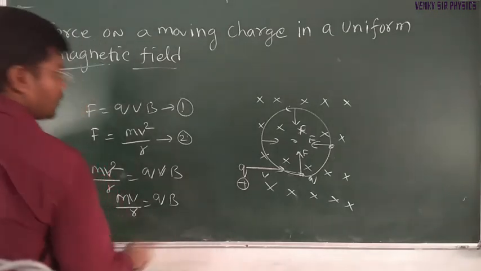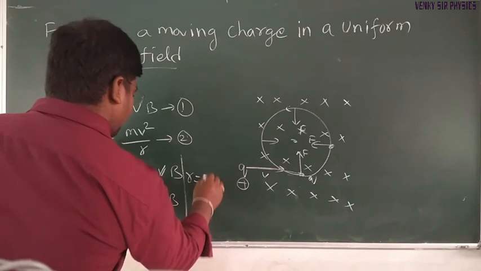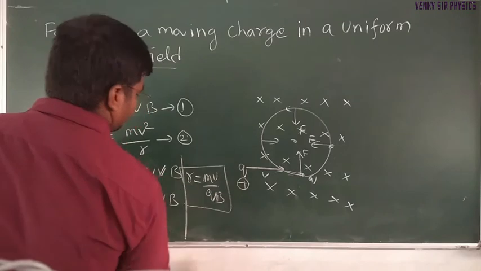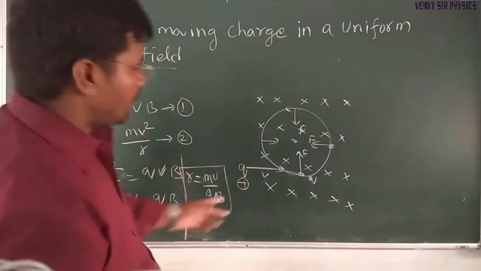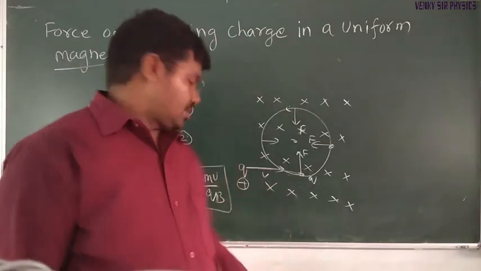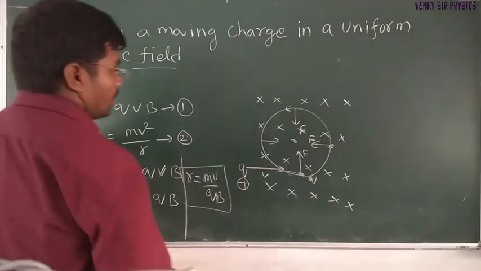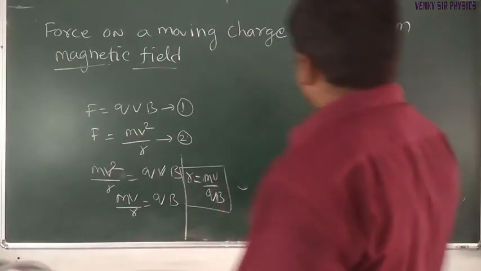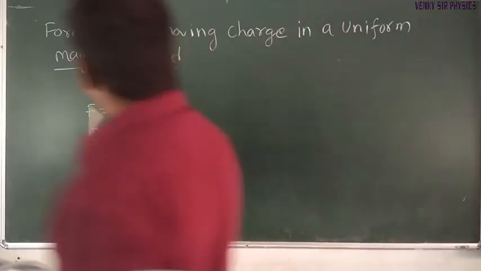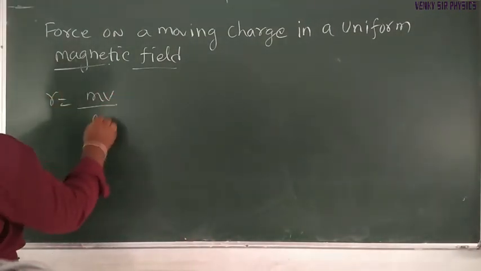So r is equal to mv by qB. Understand? The radius of the circular path is given by R equals mv by qB.